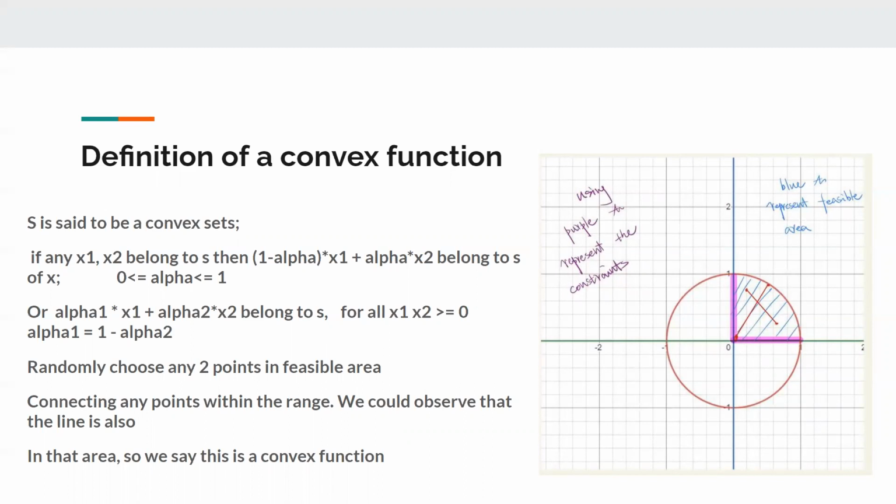So randomly choose any two points in the feasible area and connect them. We could observe that the line is also in the area. So we say this is a convex set. Here is the feasible area, and these are the points that we randomly chose. By connecting them, we can also see that the line is within the area.